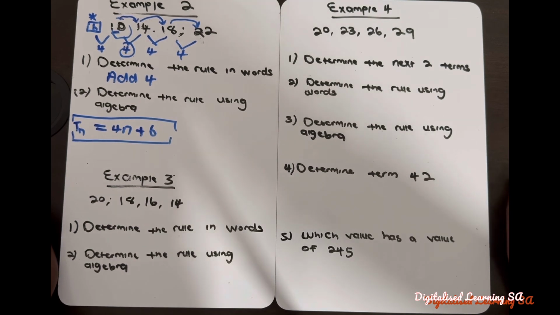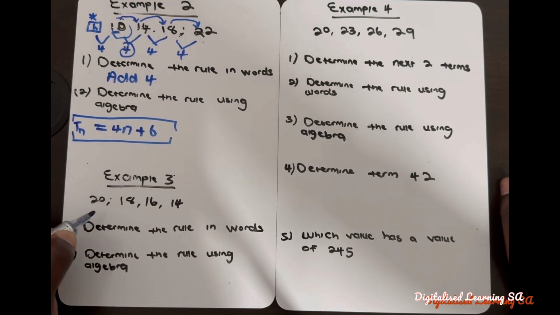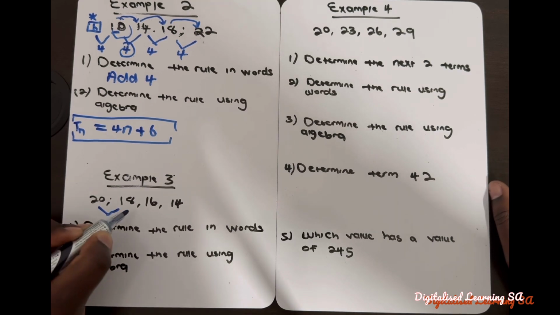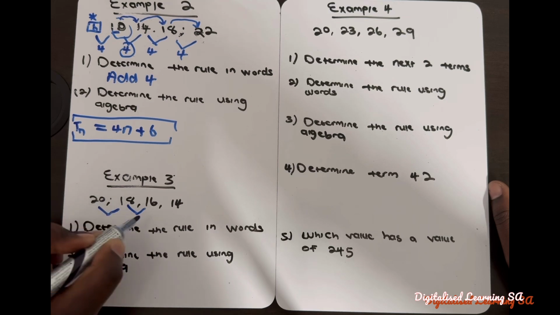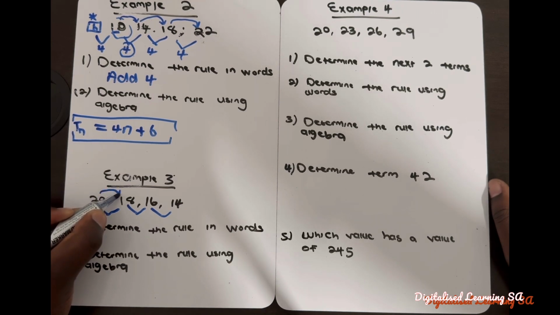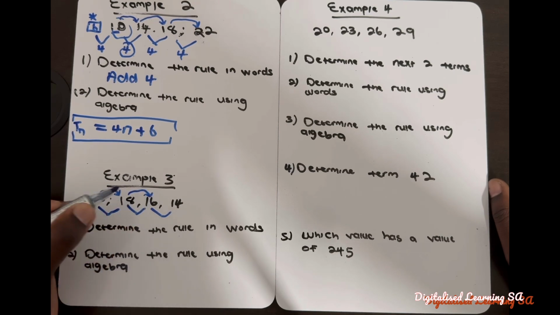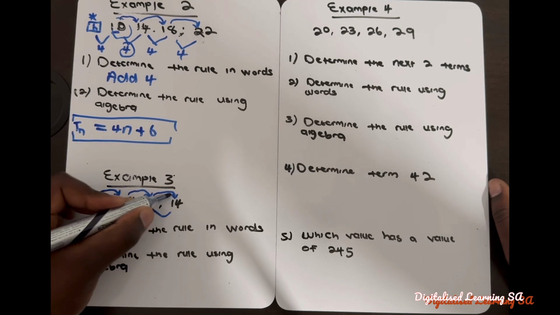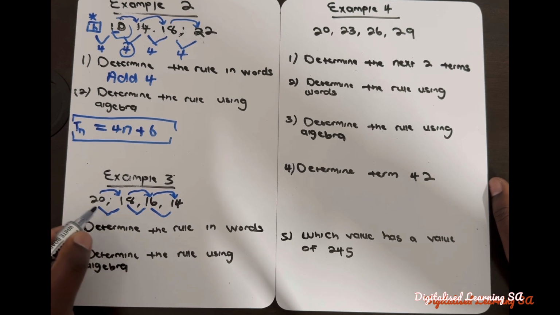So the second example is, we need to find the value in which these numbers are increasing or decreasing. And in this case, these numbers are decreasing because you can check here from 20 we went to 18, and from 18 we went to 16, and from 16 we went to 14. So we need to find the number in which these values are decreasing.